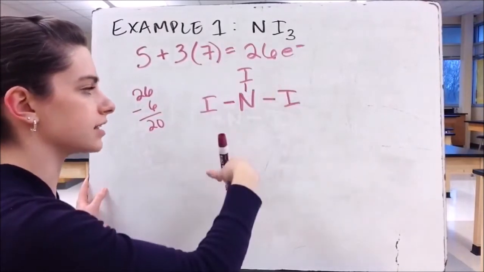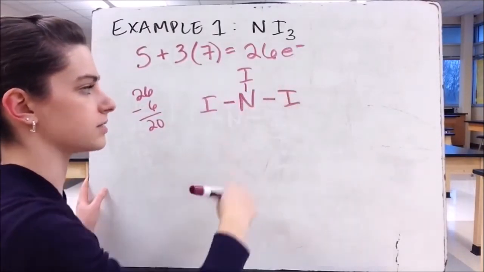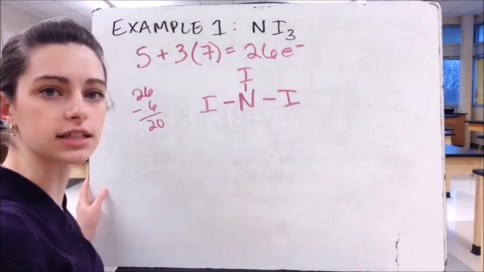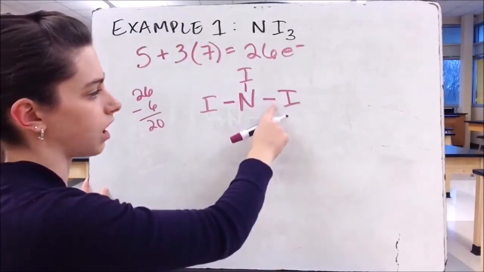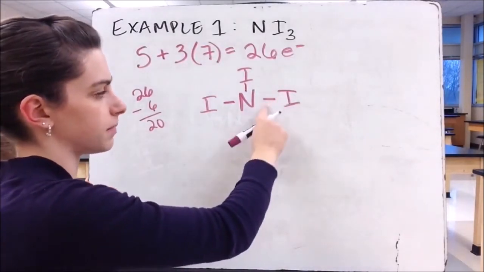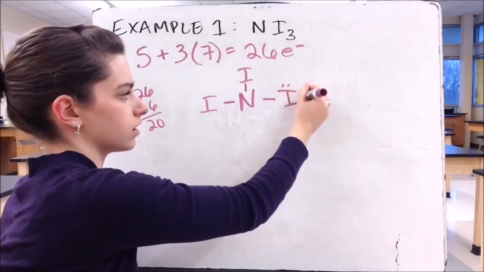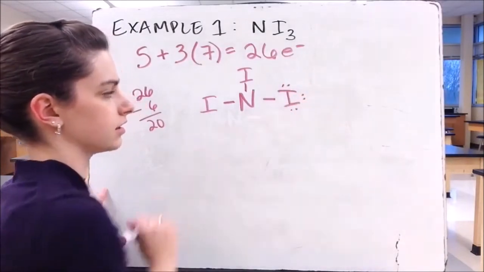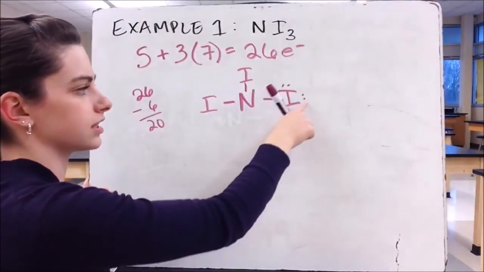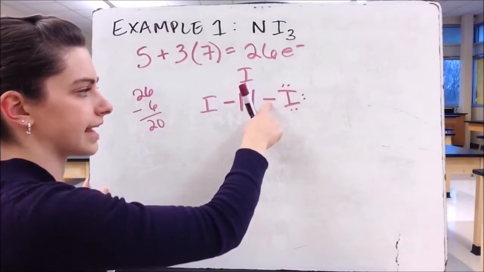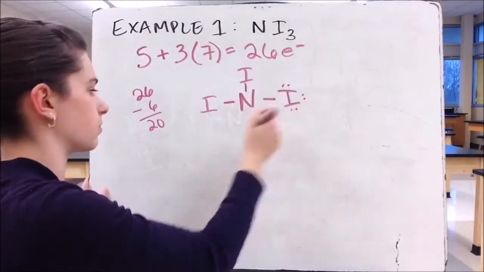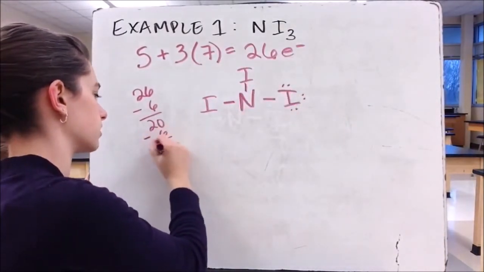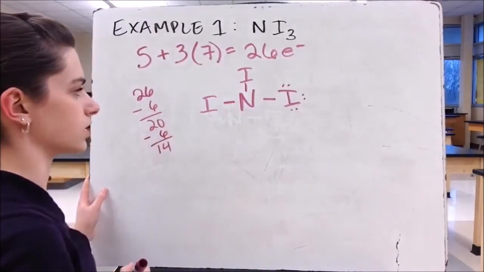Now that I have them connected, I'm going to start with the outside atoms and add electron pairs until each has 8. So this one already has 2 from the bond. So there's 4, there's 6, there's 8. So I've used 6 more electrons. I've already counted for these guys. I've used 6 more, so I'm going to subtract 6 from over here. That leaves me with 14.